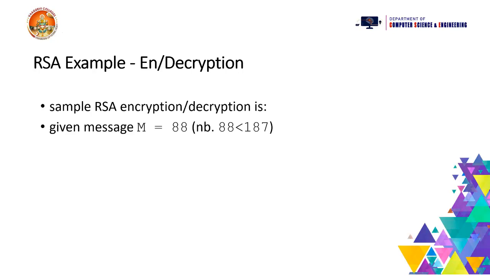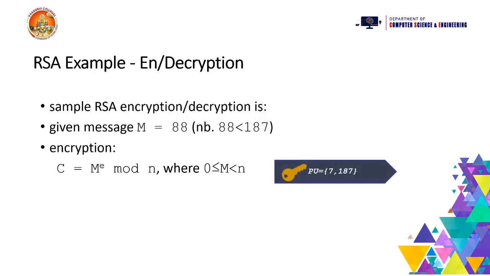To perform encryption, you need to have a message. Our message is 88. 88 is less than N, 187. Now we are performing encryption. To perform encryption, use this equation: C equals M to the power of E mod N. We are using the public key, that is 7 comma 187, where E is 7 and N is 187. We apply these values. So M is 88, and M to the power of 7 is 88 to the power of 7 mod 187. The final result of this operation is 11, meaning the ciphertext is 11. This ciphertext will be forwarded to the receiver.